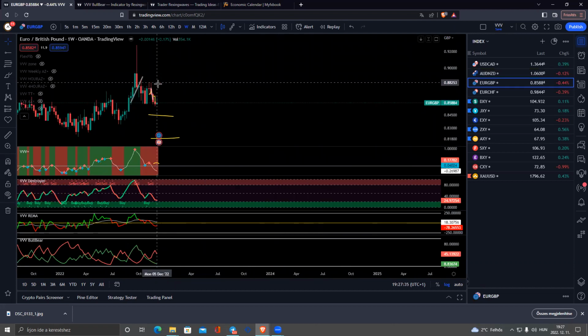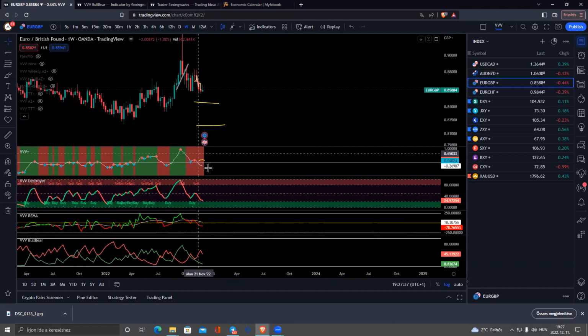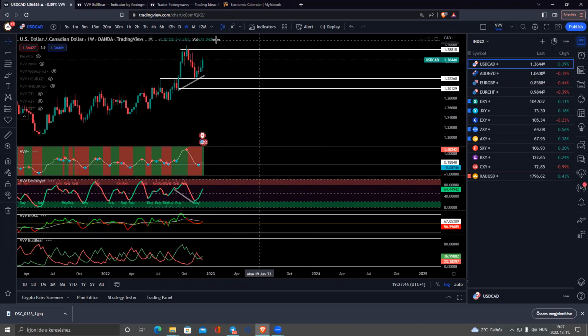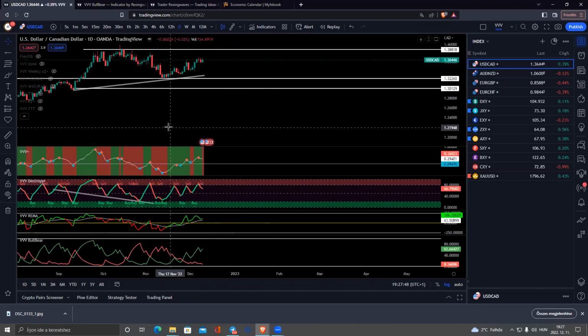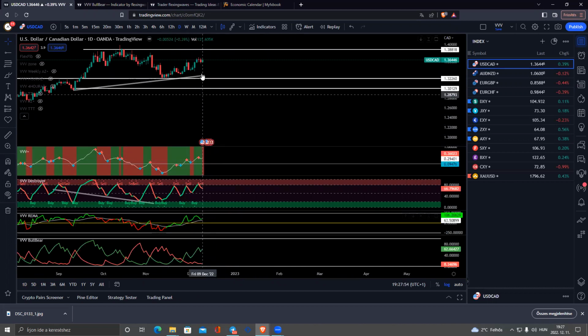The Euro GBP is still in a red momentum, crossing down. Oh, sorry, I'll go back. I was a bit too fast. Let's see on daily basis. Daily basis, a small bear, but I'm still expecting one more bounce.